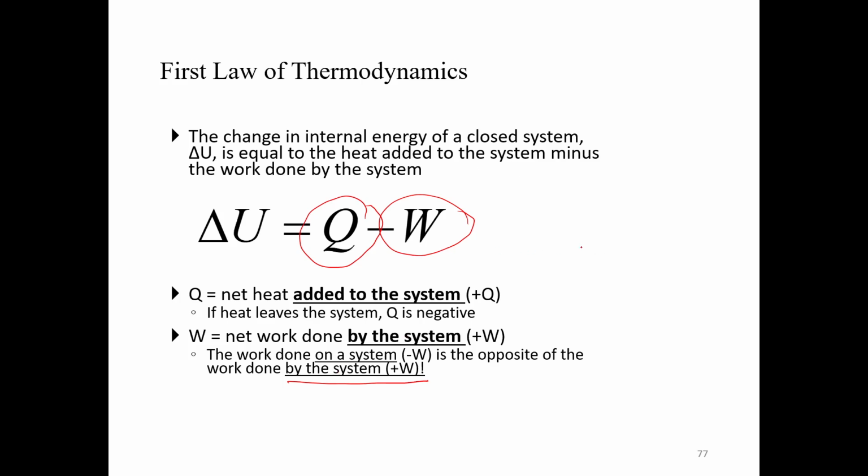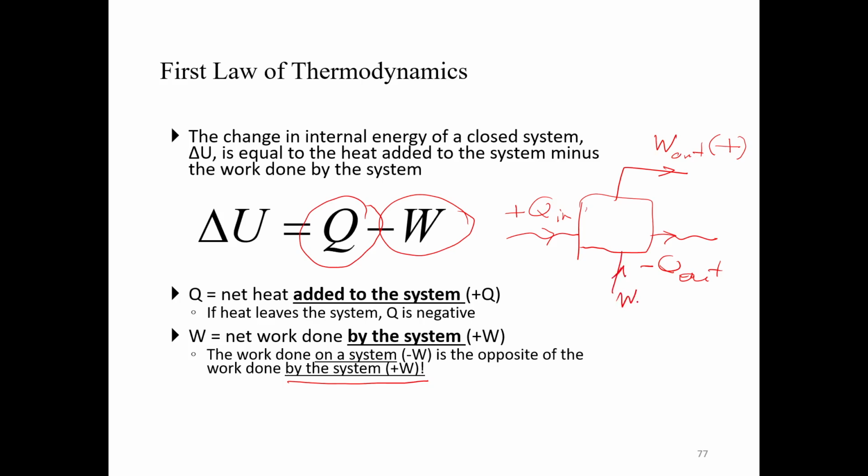So for example, let's say you have an engine here, right? If we have Q in, this is plus, right? And if you have Q out, this is minus, right? And let's say you have another one, work out, W out. This one is considered plus, right? And if we have work in, W in, that is considered minus.